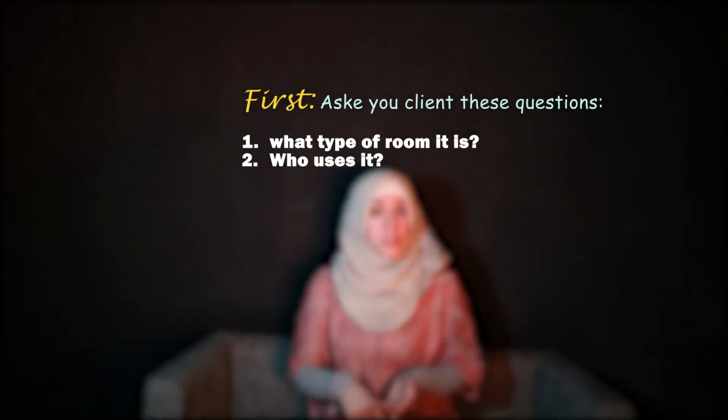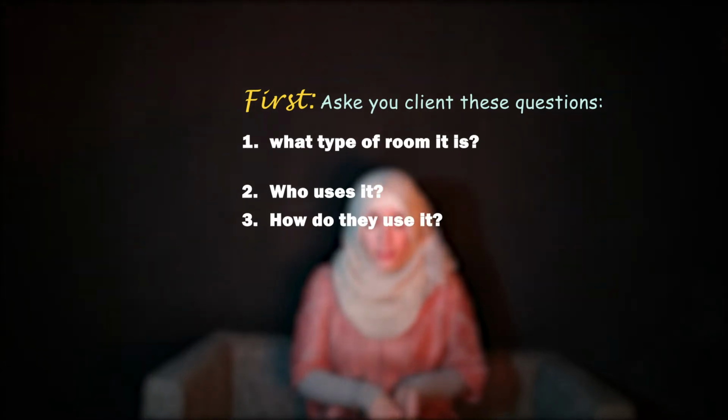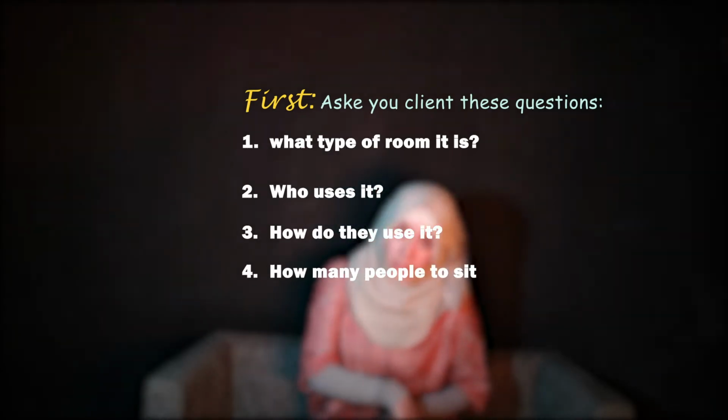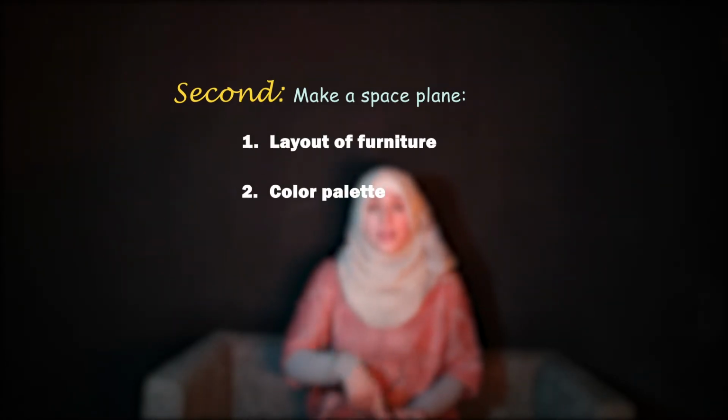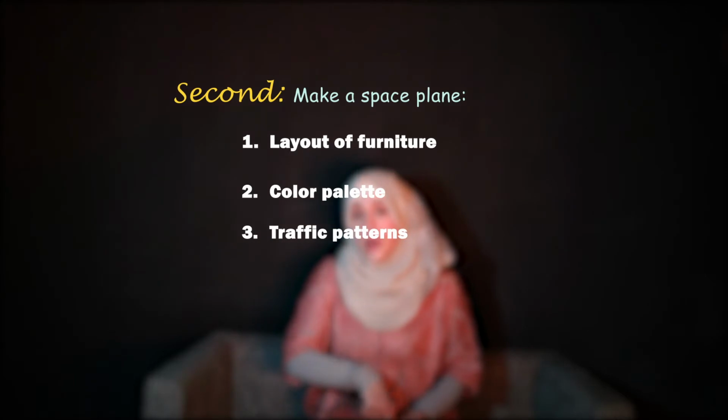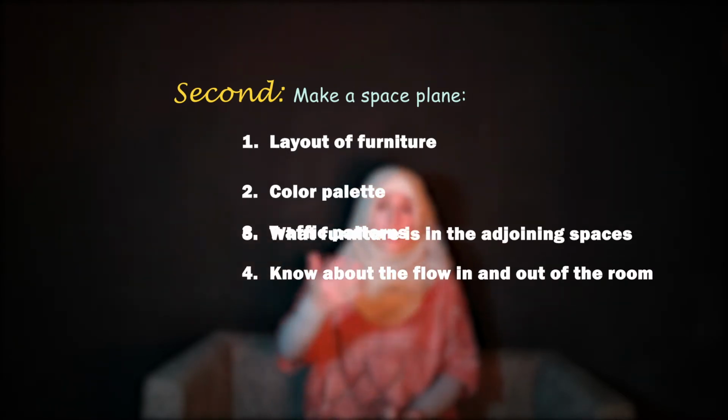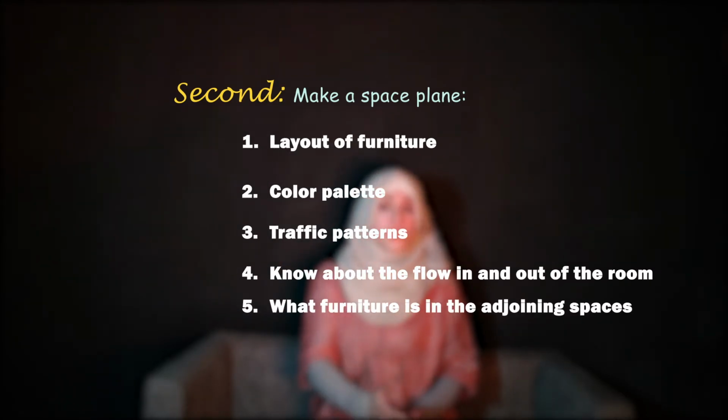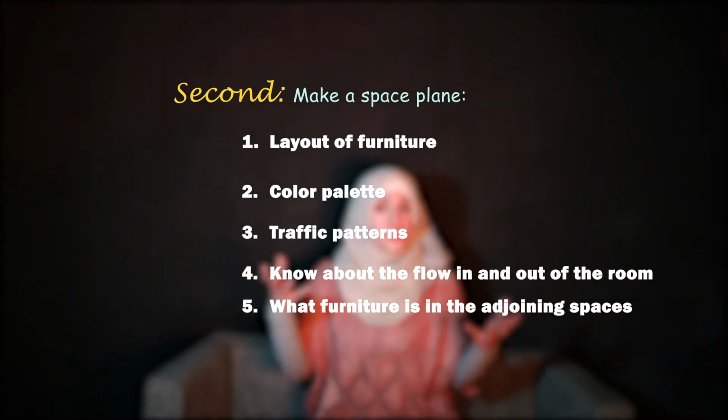First, ask your client these questions. What type of room is it? Who uses it? How do they use it? How many people will sit? Second, make a space plan. Layout of furniture, color palette, traffic patterns. Know about the flow in and out of the room. What furniture is in the adjoining space.